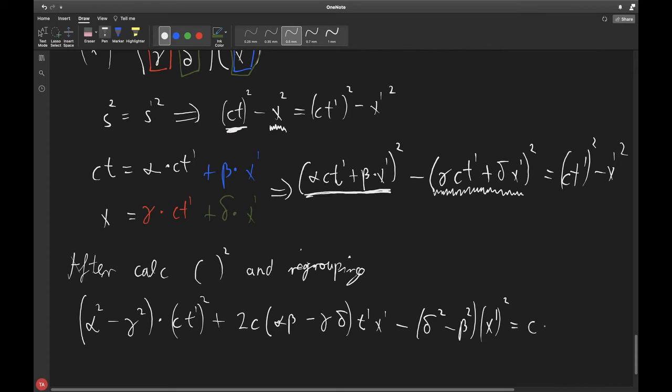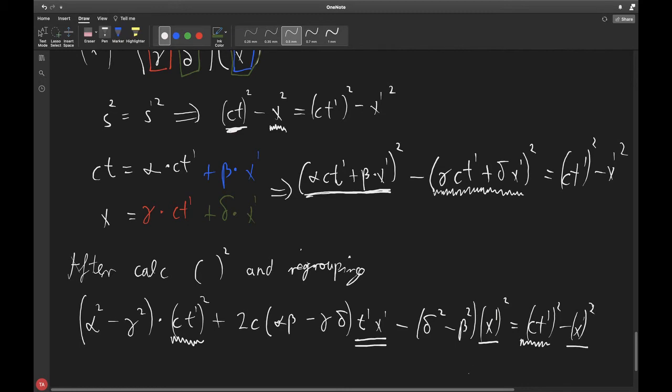So that's the left hand side, and the right hand side stays the same. This is ct prime squared minus x prime squared. Okay, so that just means that whatever is in front of ct prime and whatever is in front of x prime squared must be the same coefficient. I have a ct prime squared here, and I have a ct prime squared here with 1, and then I have a tx prime version which doesn't exist on the right side, and there is an x prime squared which exists on the right side with a minus 1.